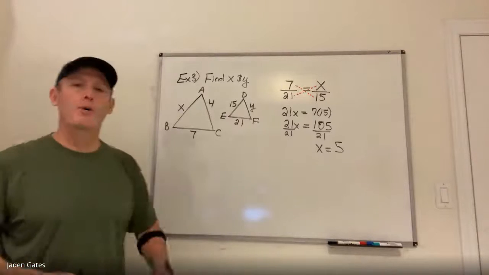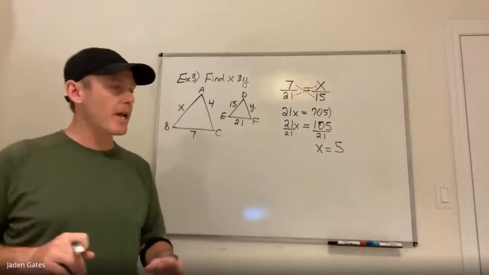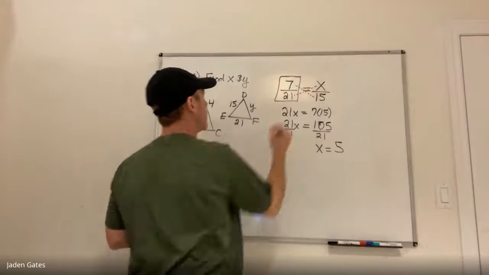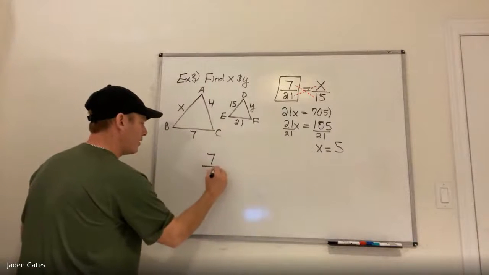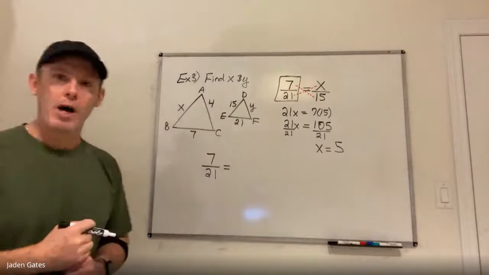All right, now I'm going to use the same method to find y. So again, here's the side ratio where I actually know the value, right? The 7 and the 21. So I'm now going to use that ratio again, but this time to find the y.